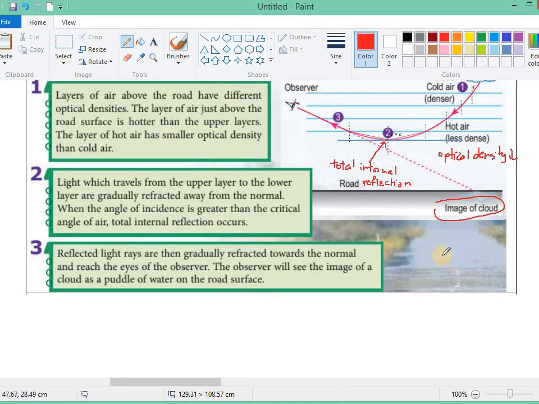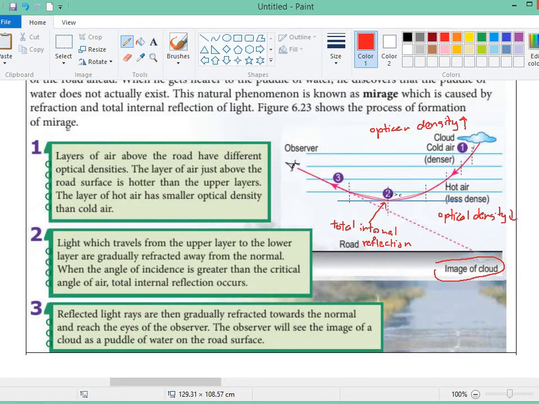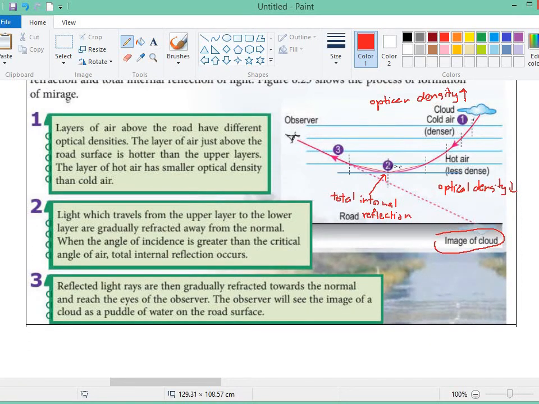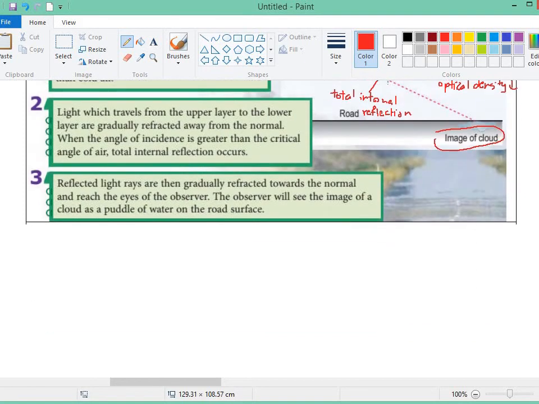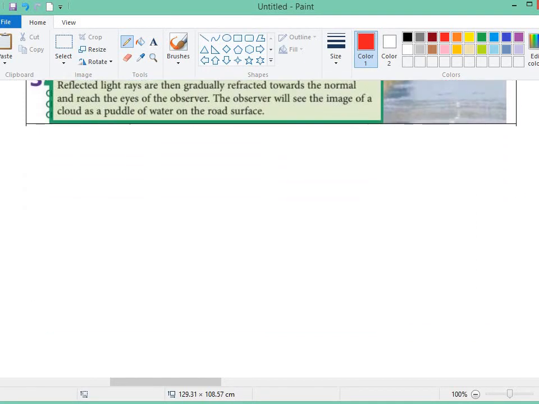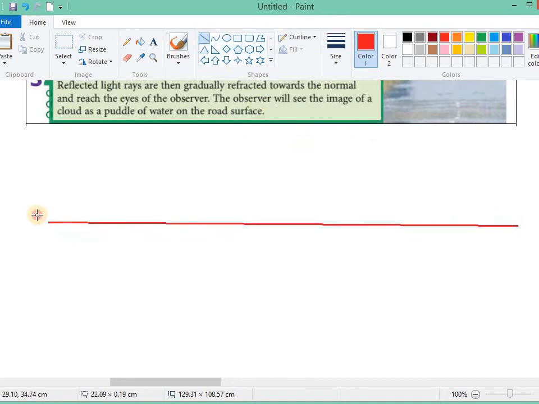Like this. If you have never seen this before, you can try to find a road that is straight and very long. You just go and find a long and straight road.